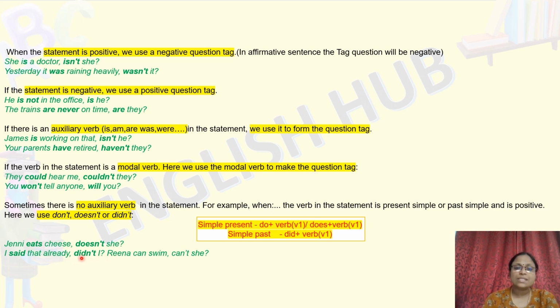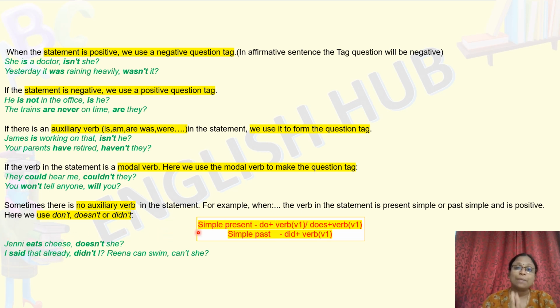Where does this "doesn't" come from? Here it is not there. It is given as a main verb. For such sentences, we have to split the main verb into an auxiliary and the first form of the verb. For simple present, the formula is do or does plus the first form of the verb.